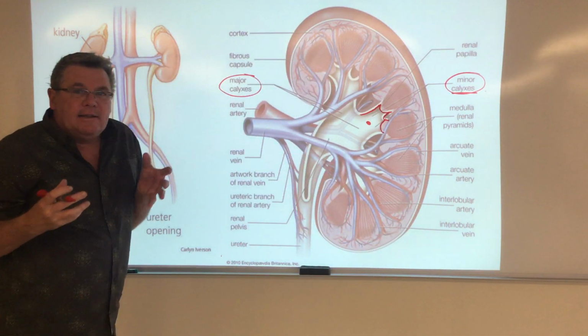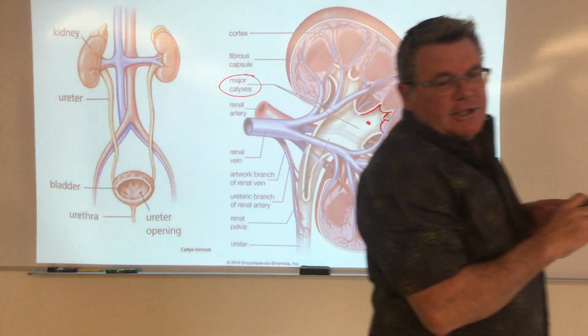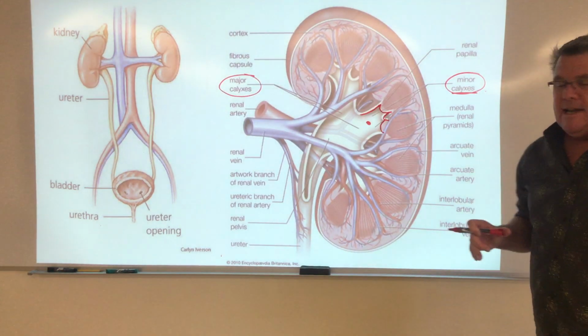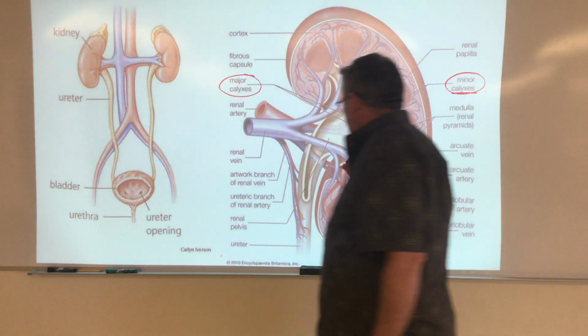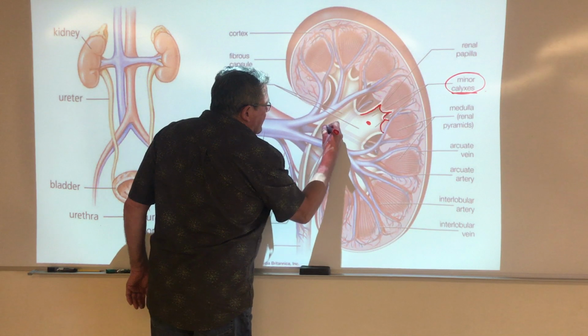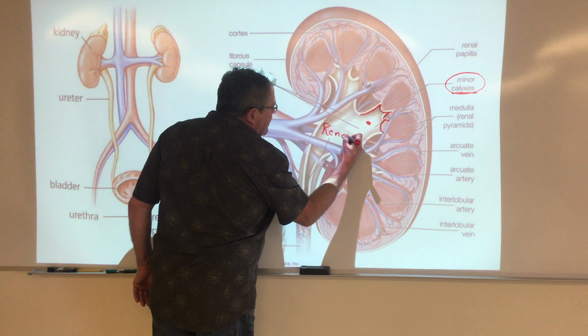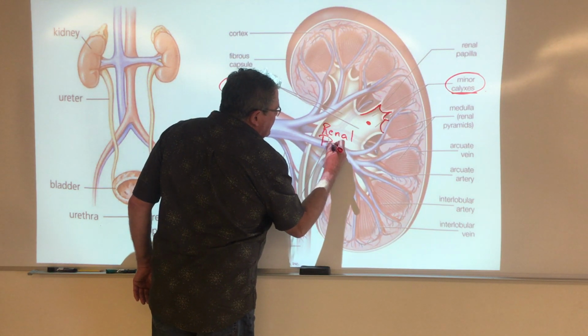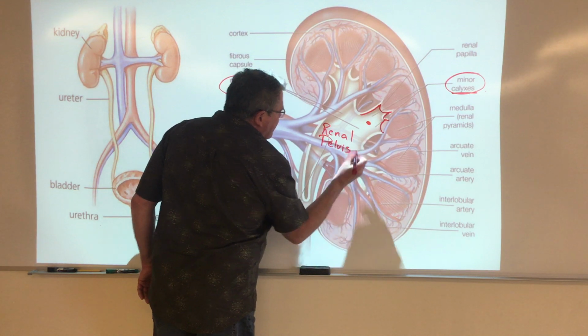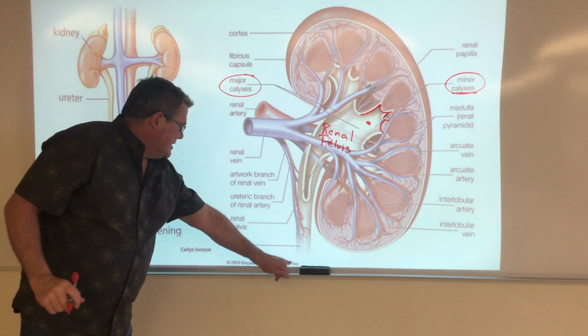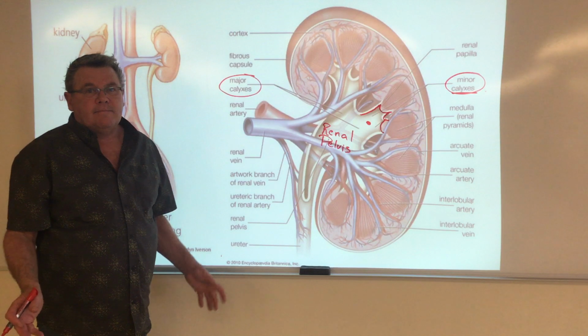So the major calyxes are all going to merge together, and now we end up in what is called the renal pelvis, which then drains into the ureter.